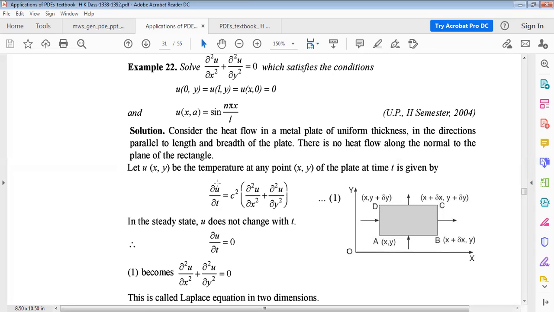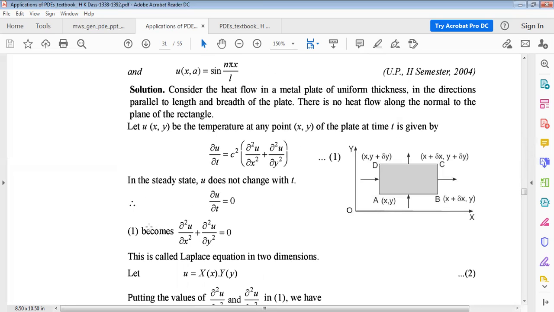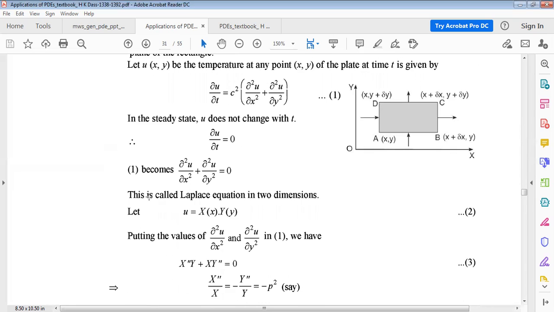Let u be the temperature at (x, y) on the plate at time t. Then del u by del t, the rate of change of u with respect to time t, is given by c square into this. Now in steady state u does not change with t, so del u by del t will be 0. It becomes this equals 0, and this is called the Laplace equation in two dimensions. So the heat equation becomes the Laplace differential equation, which is also a partial differential equation. Remember it.